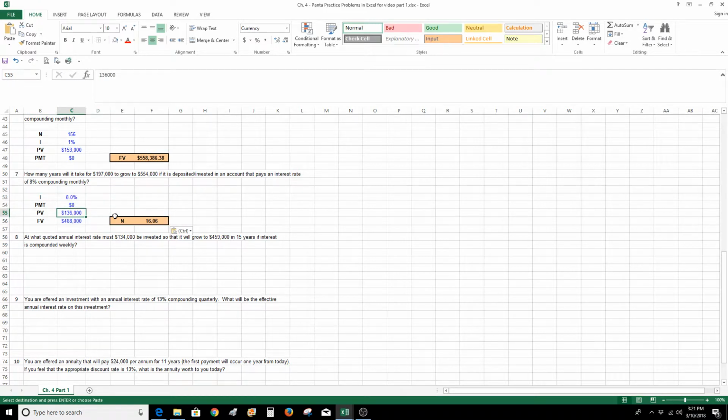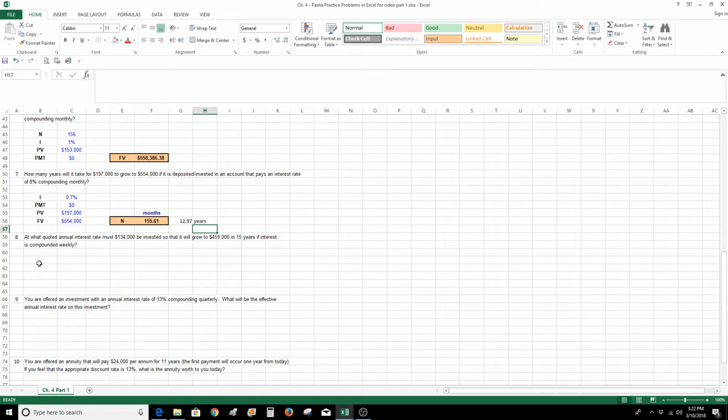So your present value is $197,000. Your future value is $554,000. And it's 8%, but it's compounded monthly. So you're going to divide by 12. So the N it's going to give you is the number of months because it's compounding monthly. Well, to get the number of years, you have to take that divided by 12 to get the number of years.